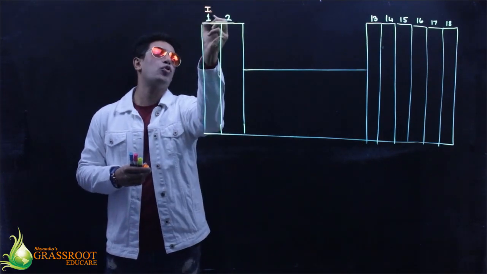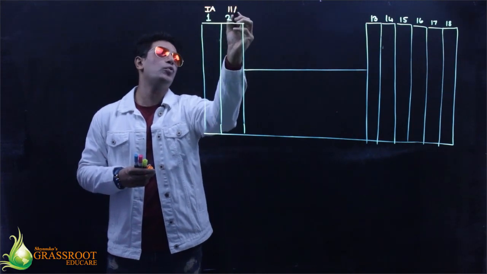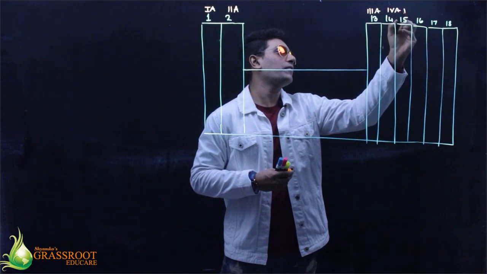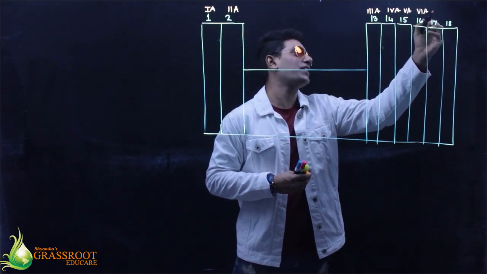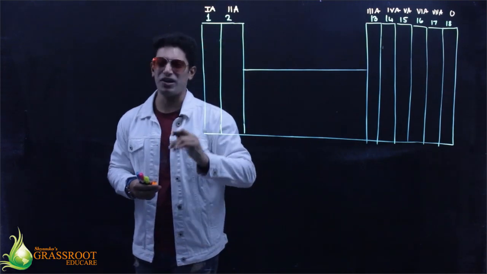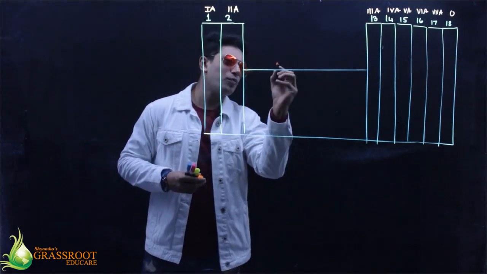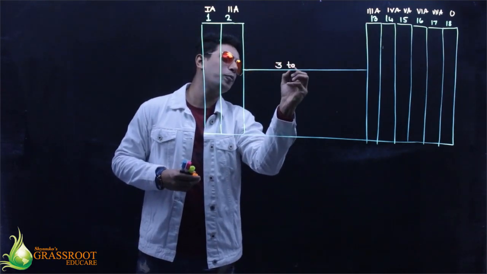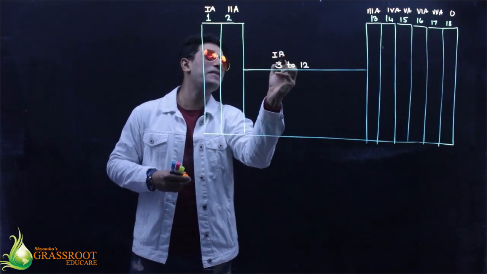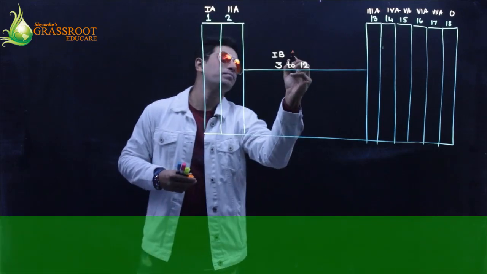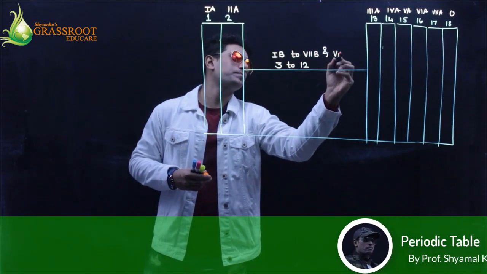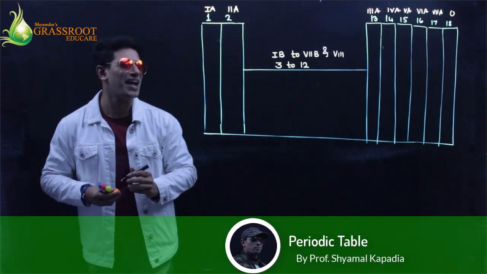We also call it Roman 1A, Roman 2A, Roman 3A, 4A, 5A, 6A, 7A, and 0. Group 0, we come to it. Out here we have the groups from 3 to 12, or Roman numerals 1B to 7B and 8. That's how it goes.